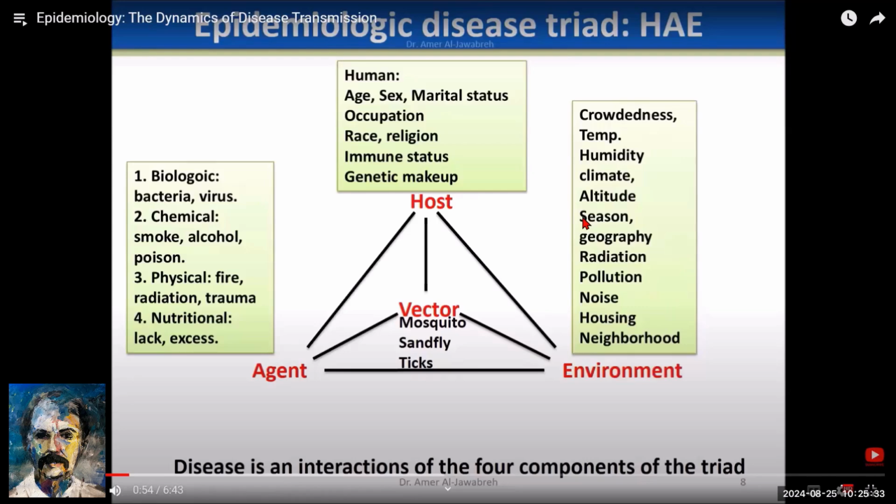Okay, nutritional. We have people who do not have food, and we have people who have excess food. And ironically, cynically speaking, more people die of excess food in the world than of lack of food. Ironically, this is happening. So nutrition is an agent. What you eat is also an agent. It can cause a problem to you and it can be healthy to you, both.